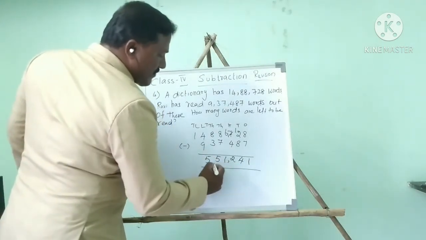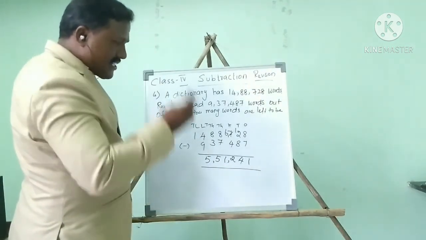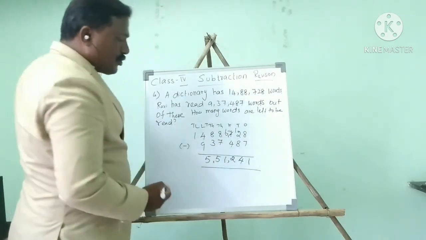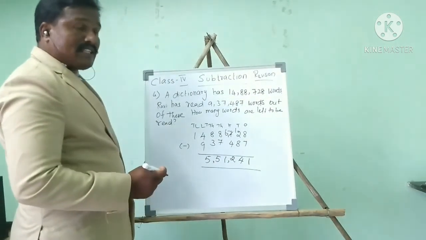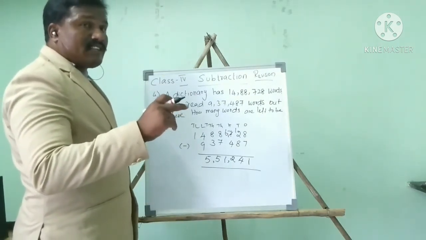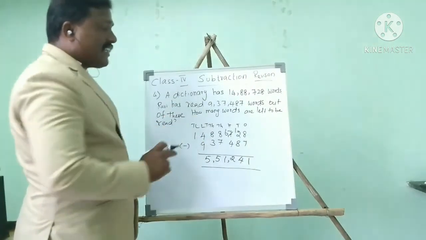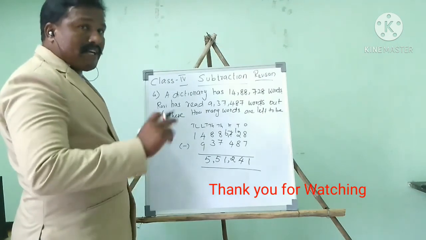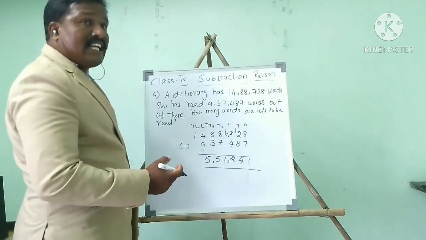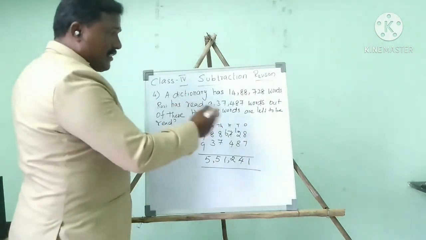So as per the Indian place value system, I give a comma like this here. First 3 places, after that 2 places. Okay. So ones, tens, 100, 1000, 10,000, lakh. So 5 lakh 51,241 words Ravi did not read. He read 9,37,487 words, but he did not read 5,51,241 words. He left those words. So this is the difference. This is the answer of this sum. Okay.